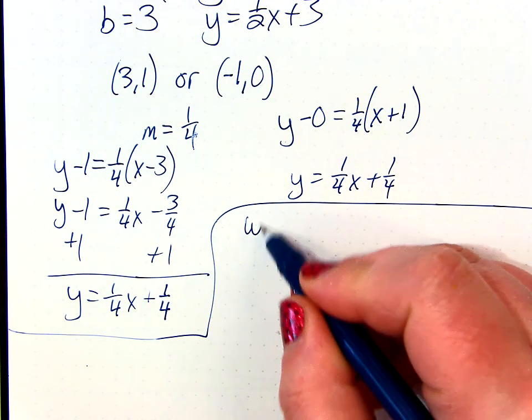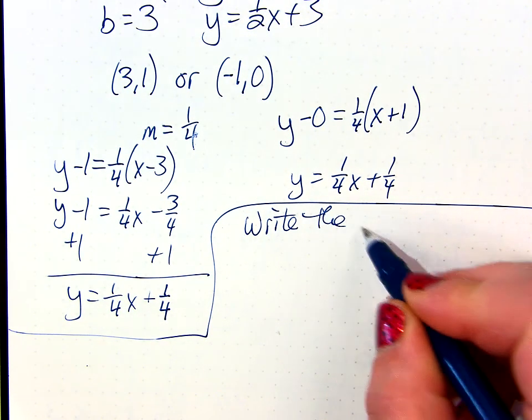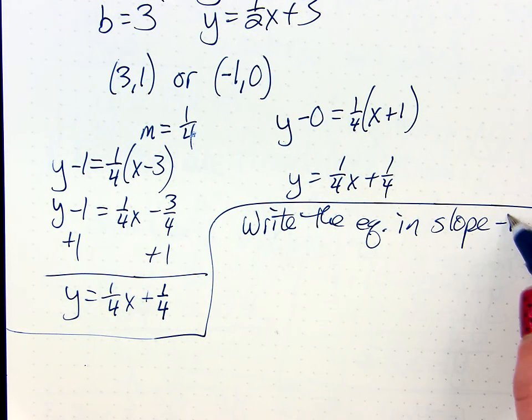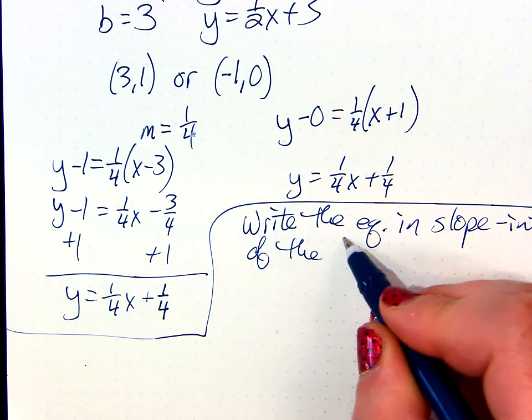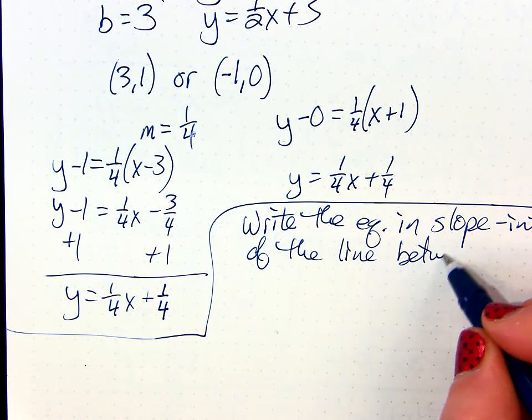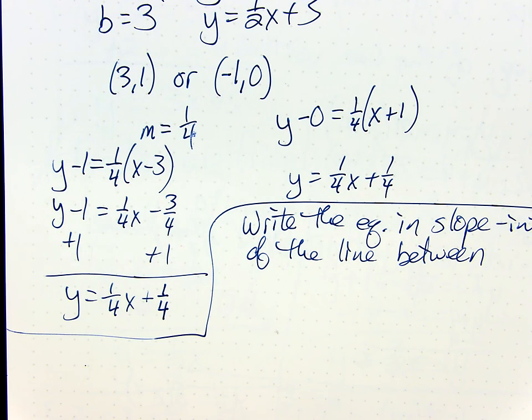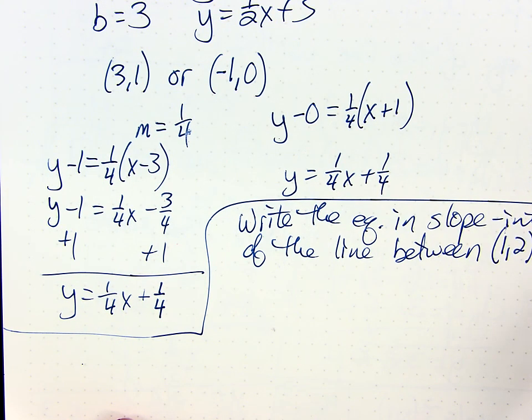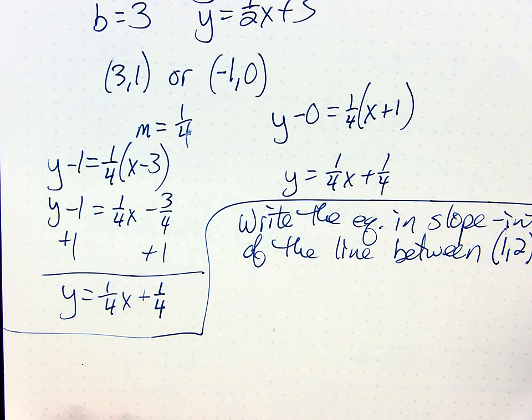So, let me write the directions. We'd say, write the equation. And this time I do want it in slope intercept form, so that's y equals mx plus b, of the line between... I'm not even gonna pick points that are that bad. How about 1, 2 and 2, 3.